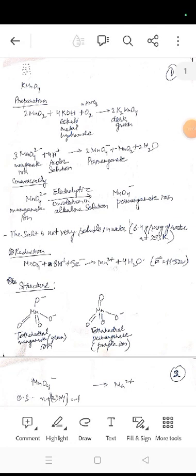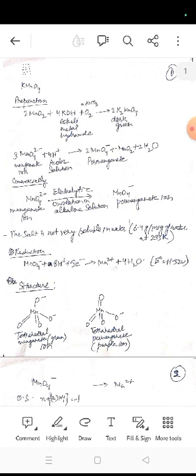KMnO4, potassium permanganate. Preparation reactions: MnO2 on reaction with alkali metal hydroxide, potassium hydroxide, in presence of oxygen or KNO3 gives you K2MnO4, which is dark green in color.